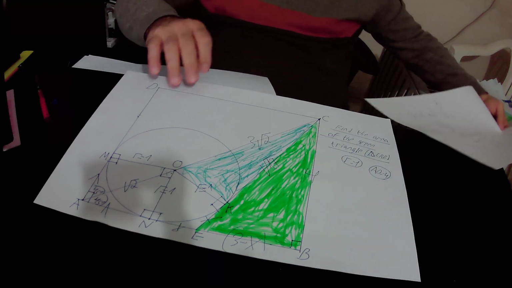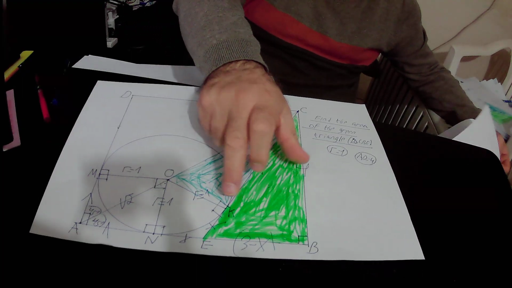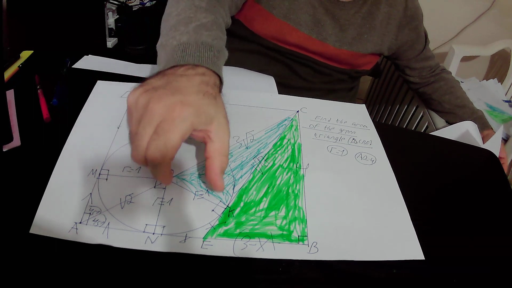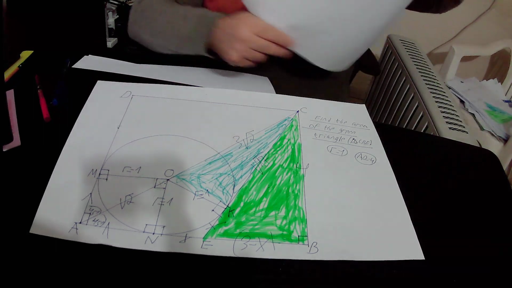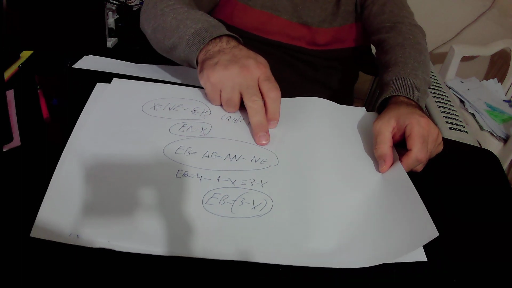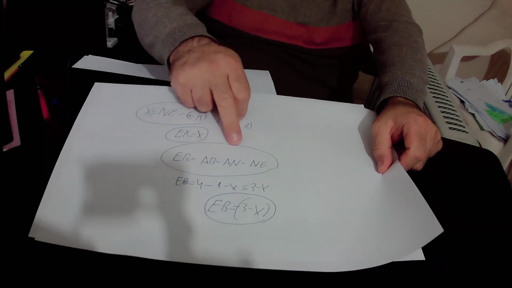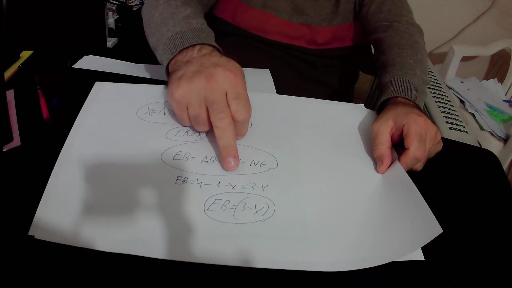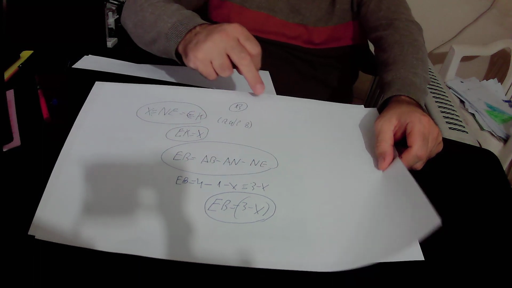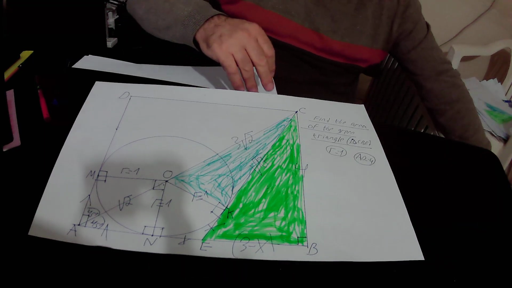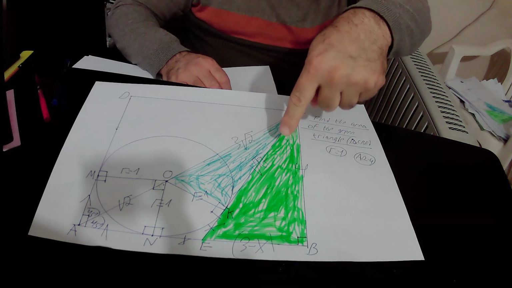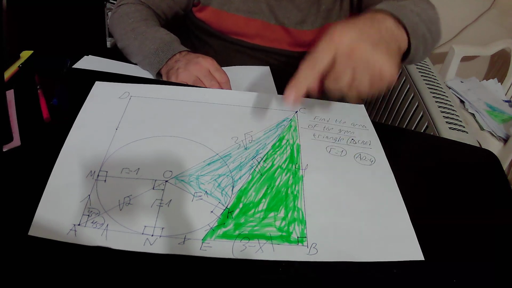And then we calculated the value of EB. The line segment EB equals AB minus AN minus EN. AB is 4, AN is 1, and EN is x. So in conclusion, we found out that EB equals 3 minus x. And we know that BC equals 4 units, and CE equals square root of 17 plus x.